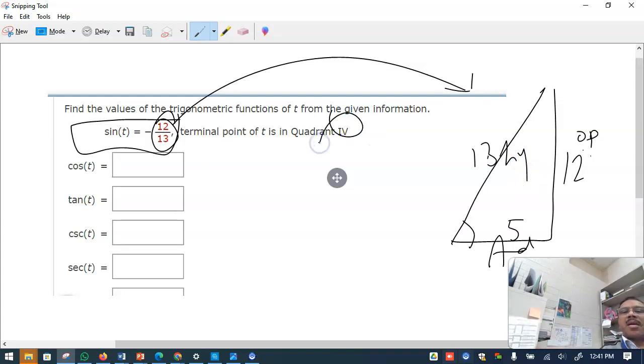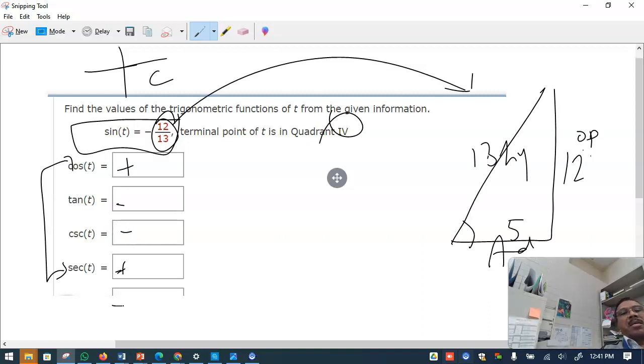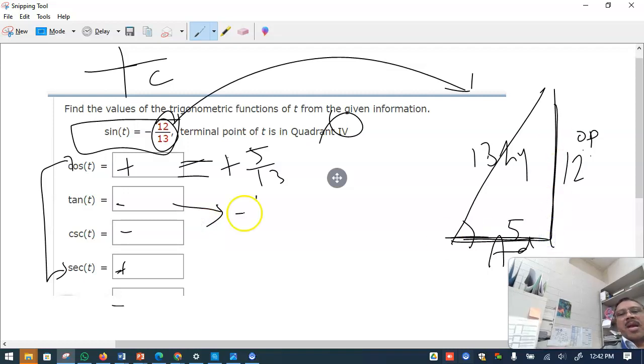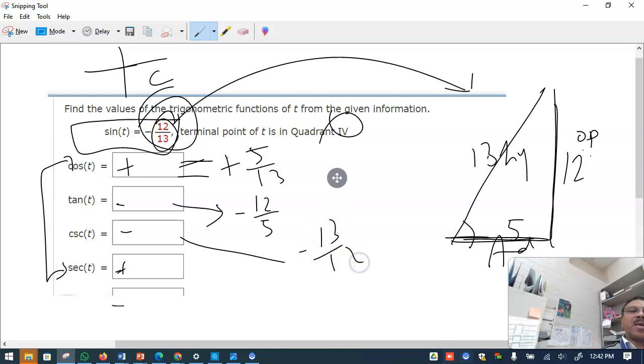And because it is the fourth quadrant, in the fourth quadrant, cosine is positive. So this is going to be positive. Secant also is going to be positive because they are reciprocals. But the others will be all minus. Now this answer is plus adjacent, which is 5 over 13. This answer is opposite over adjacent, but it is minus 12 over 5. This answer is cosecant, the flip of this. And likewise, you can figure out the rest.